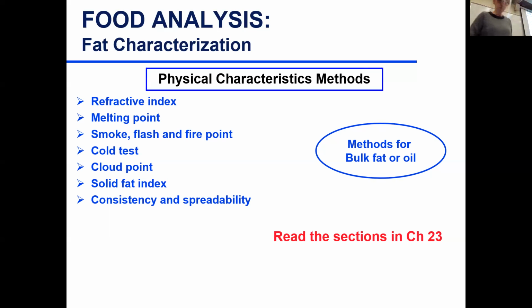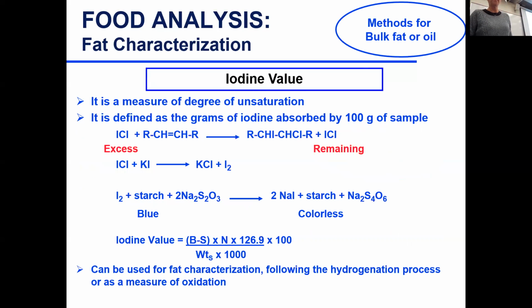Okay, so these are our physical characteristics. Then we're going to spend time on iodine value, and you'll be doing that in the lab next week. Each group, you're going to go back to the formation of groups, your group of 5, and you'll be assigned a particular oil. You will determine the degree of unsaturation by running an iodine value test. It's a very simple test.